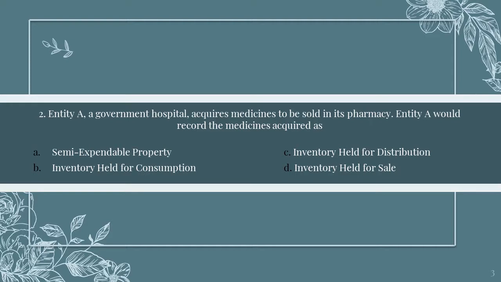Number two, Entity A, a government hospital, acquires medicine to be sold in its pharmacy. Entity A would record the medicines acquired as letter A, semi-expendable property, B, inventory held for consumption, C, inventory held for distribution, and D, inventory held for sale. So the correct answer would be letter D, inventory held for sale.